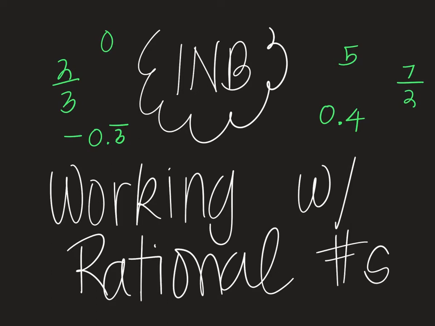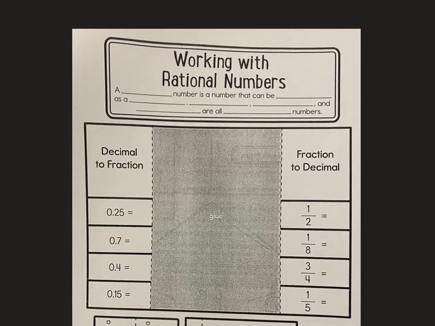Okay, so we're here just to wrap up the rest of our interactive notebook entry that we didn't get to in class. Working with rational numbers, and I've just got some examples: 2/3, 0, -3/10 repeating, 4/10, 5, 7/2. All these are rational numbers. Today we filled all the blanks in here. If you weren't in class, you'll have to get that from a buddy. And we practiced doing decimals to fractions and fractions to decimals, but we didn't do these last two examples. So that's what we will do right now.